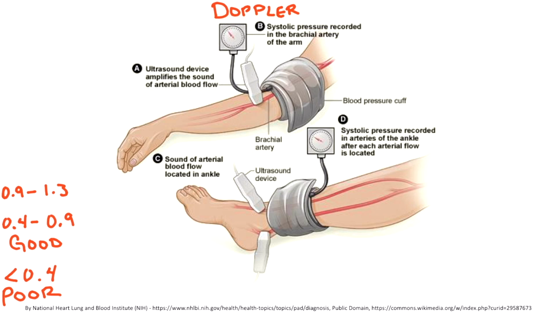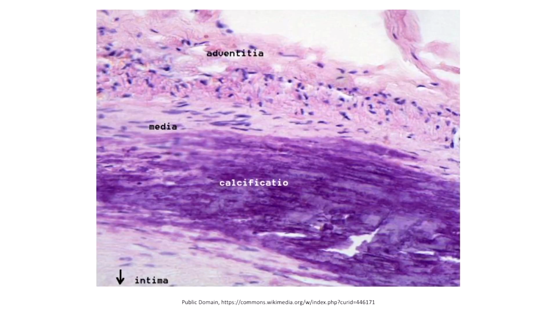All right, let's discuss a possible pitfall in using an ABI to diagnose peripheral artery disease. This is a histological cut of Monckeberg's arteriosclerosis, or medial calcinosis. This condition is an age-related degeneration of the blood vessels caused by calcium deposits in the vessel walls. As seen here, there is calcification of the medial layer of the artery, which causes rigidity.